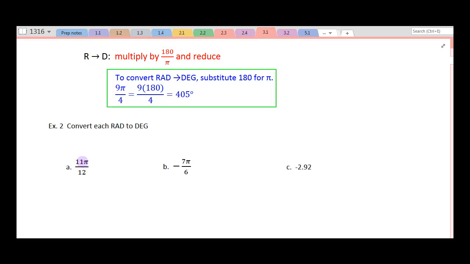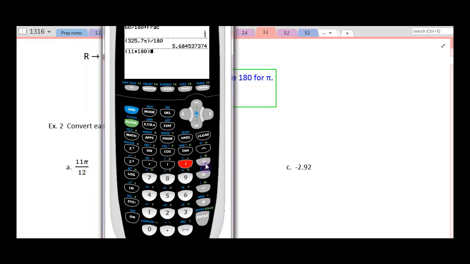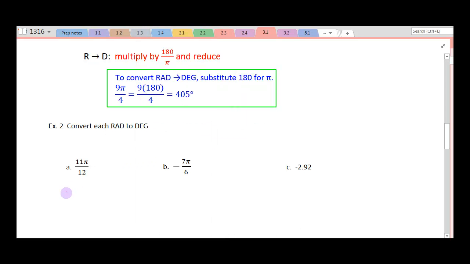So we're going to practice this with 11 pi over 12. I'll show you how to do it here. So if I have, in parentheses, 11 times 180 divided by 12, that gives me 165 degrees. So that's fairly easy. So we put it in our calculator just to be clear as 11 times 180 divided by 12, and we get 165 degrees.